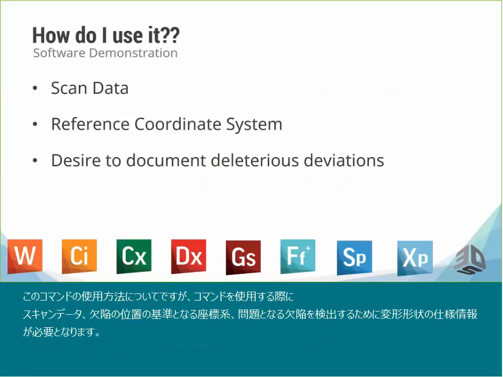So how do we use it? Well, we just bring in some scan data. We can specify any sort of reference coordinate system that we would like to use to base our measurements on for positional placement of where the deviations are. And you basically just want to document deviations. That's why you would use it.